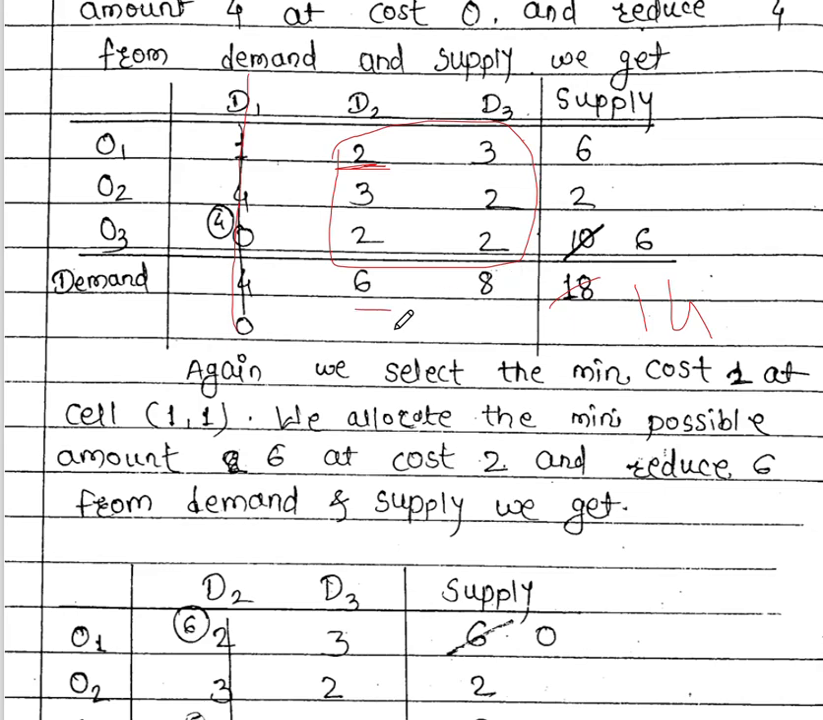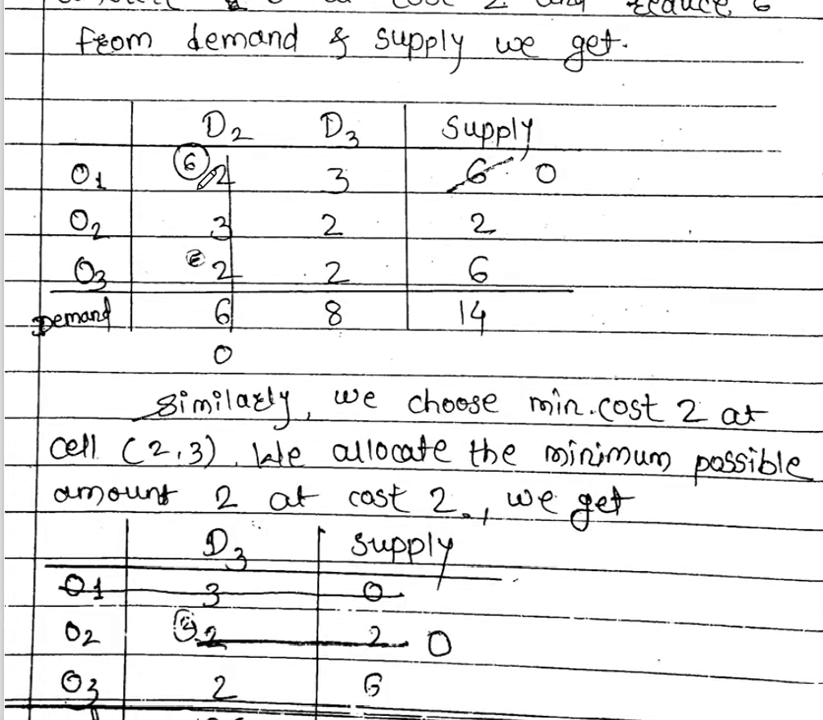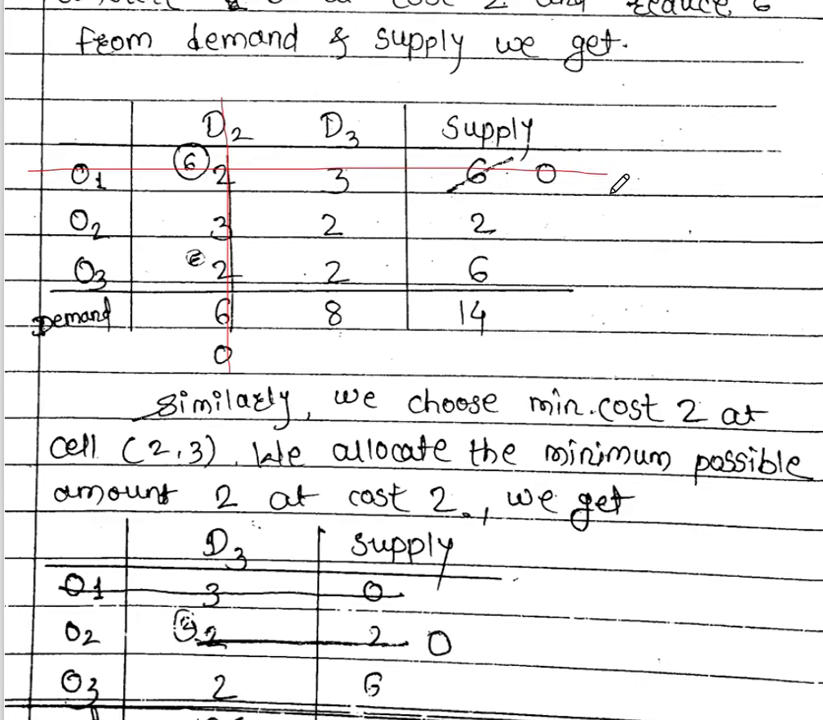Then we will allocate the minimum possible amount from demand as well as supply. So here demand and supply both are equal, so therefore we can allocate here 6. So in this way we can allocate the 6 at 2, then we will subtract from demand as well as supply. So here the first column is satisfied, and this first row is also satisfied because both become 0. Okay, so from this again we will subtract 6 from the 14. So here only 8 remains.